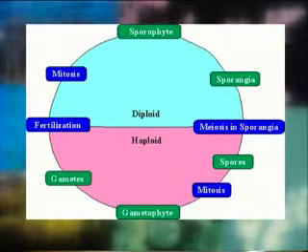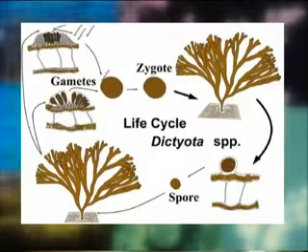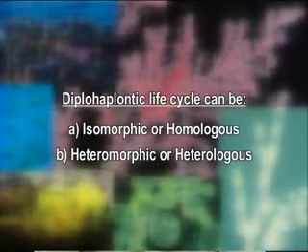It represents a true alternation of generation because there is alternation between a sporophytic individual and a gametophytic individual. This type of life cycle is exhibited by the members of Cladophorales, Ectocarpus and Dictyota of Phaeophyceae and Ulva of Chlorophyceae. Based on the morphology of the two alternating sporophytic and gametophytic individuals or generations, Diplohaplontic life cycle is of two types. First, isomorphic or homologous type of life cycle. Second is heteromorphic or heterologous type of life cycle.